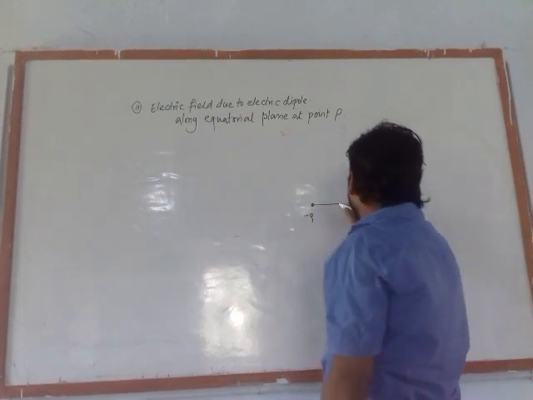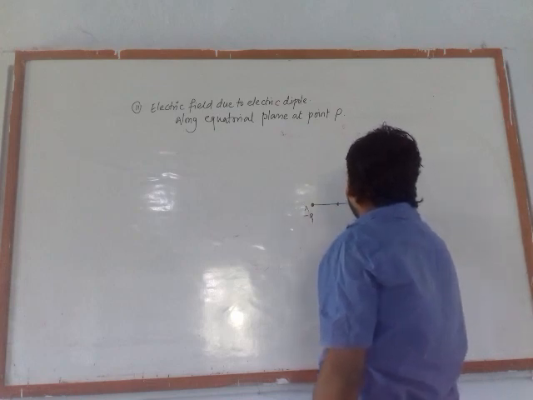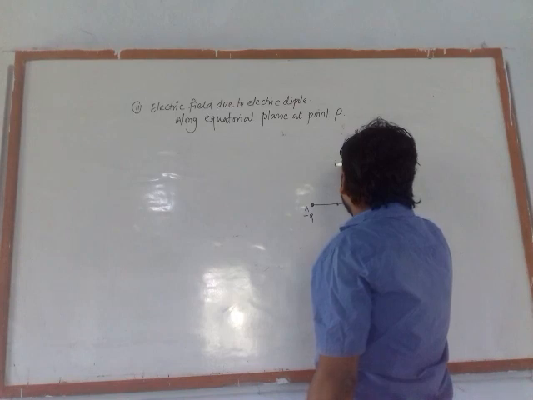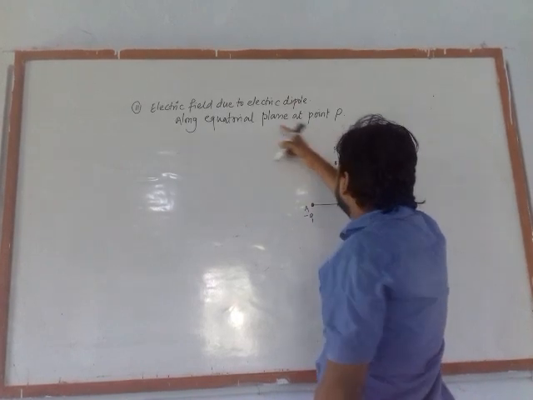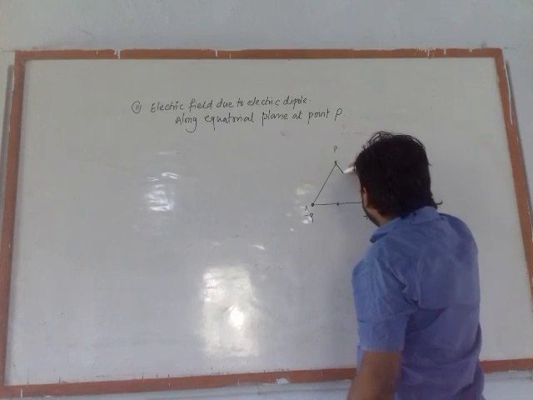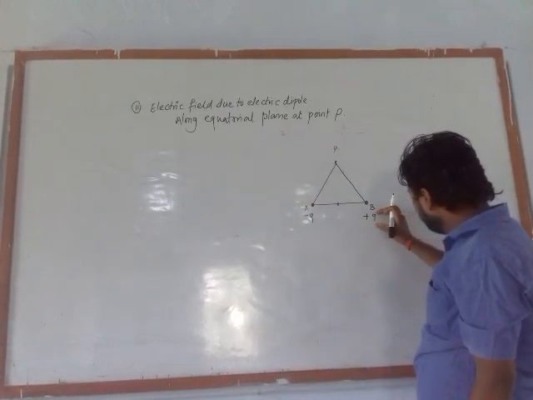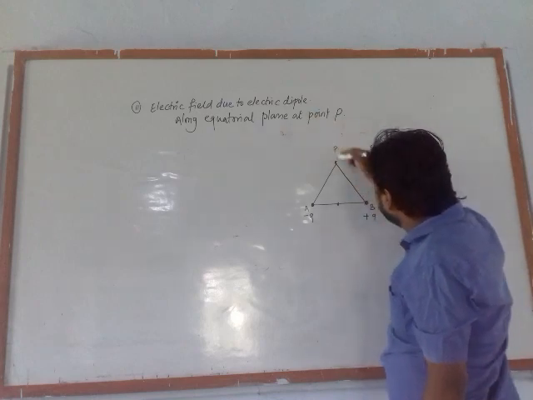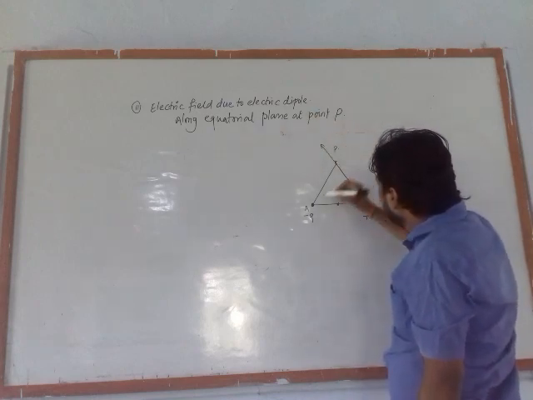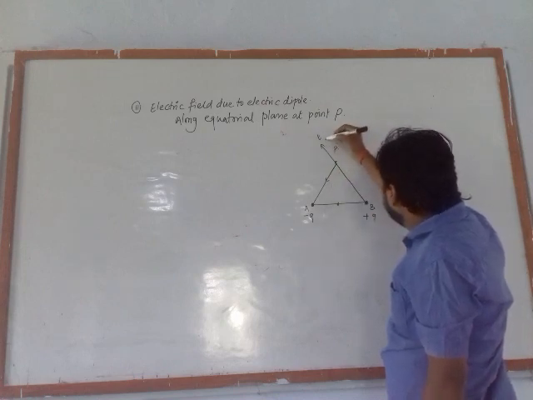minus q and plus q, it is point A, it is B, and here suppose the point P is given. So this is the equatorial plane, so we will connect this and this also will be connected. As we know, this is a positive charge, so the field will be along this direction, away from the charge, and this is a negative charge, so the field will be inward.